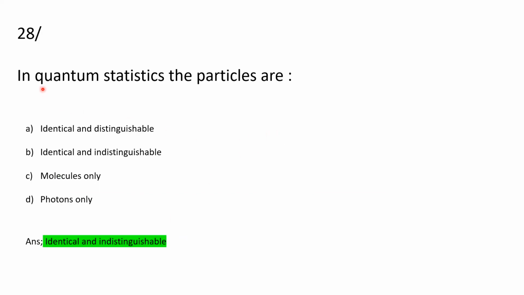Then in quantum statistics the particles are, the options are identical and distinguishable, identical and indistinguishable, molecules only, and photons only. And the answer will be identical and indistinguishable.